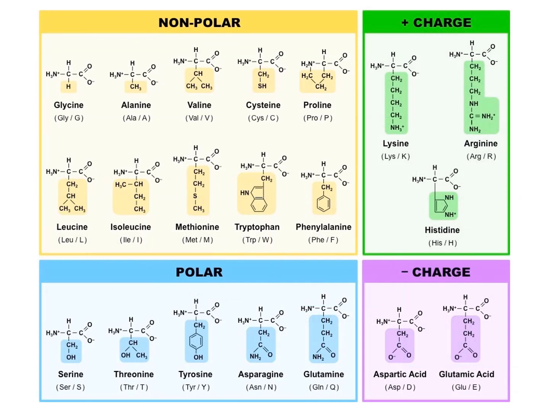Diagram shows 20 types of amino acids. All amino acids have the same basic structure but differ in the side chain. Nonpolar, polar, basic, acidic.